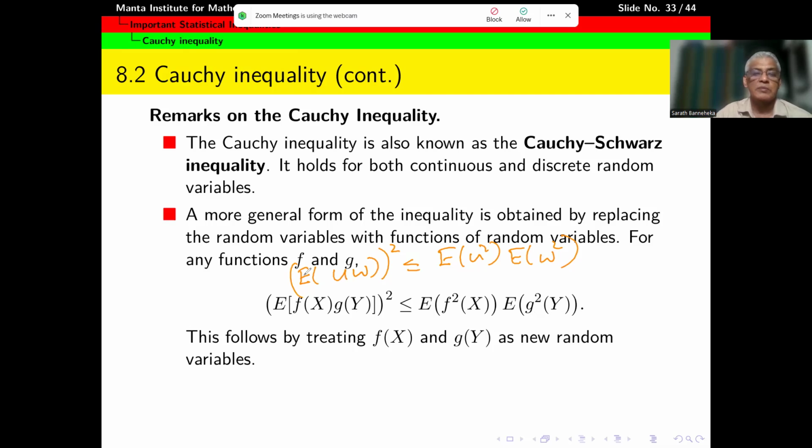So therefore, Cauchy's inequality will be correct for any two random variables with finite second moments, right? If u and w are two random variables like this, you can write it down like this. But this u itself can be a function of x, and w itself can be a function of y. Therefore, in general, you can write down a more general Cauchy's inequality in this form. Right.